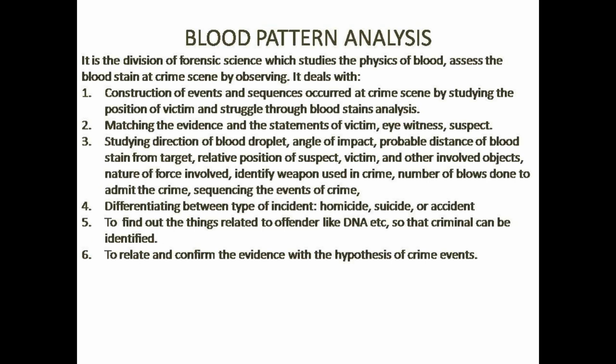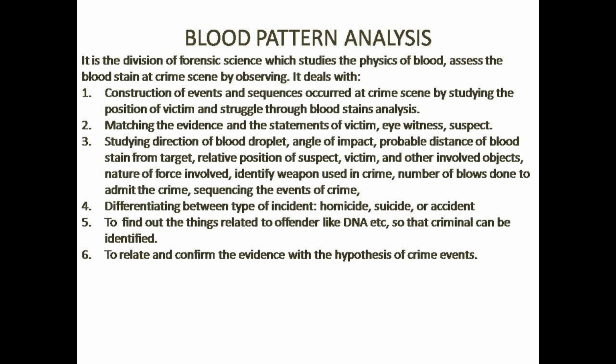Now, what are the informations which can be drawn from observing the blood stains at a crime site? The first thing which can be detected is the direction of the droplet which was travelling from the body to the surface or wherever it is present. Then the angle of impact of the blood droplet on the surface. Then it can also be used to identify the probable distance of the droplet from the target from which the blood droplet has come, meaning the body.